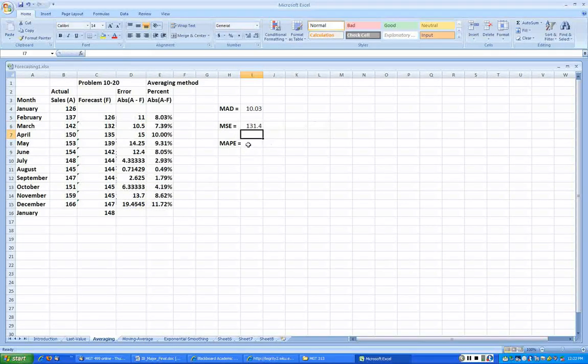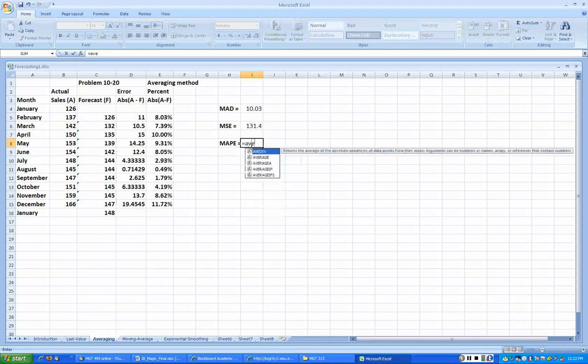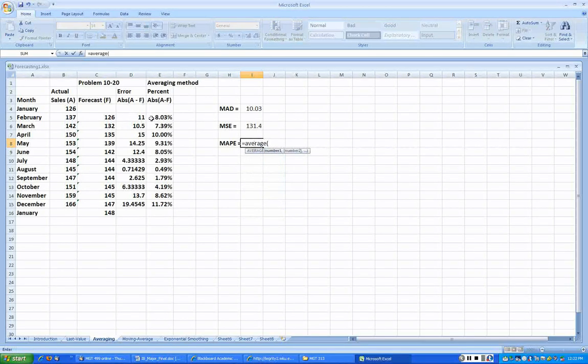And the MAPE is nothing but the average of the absolute percent error, 6.59%.